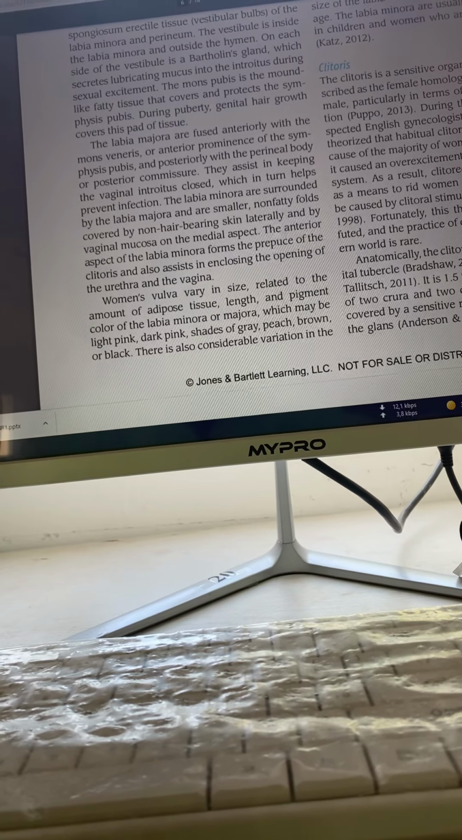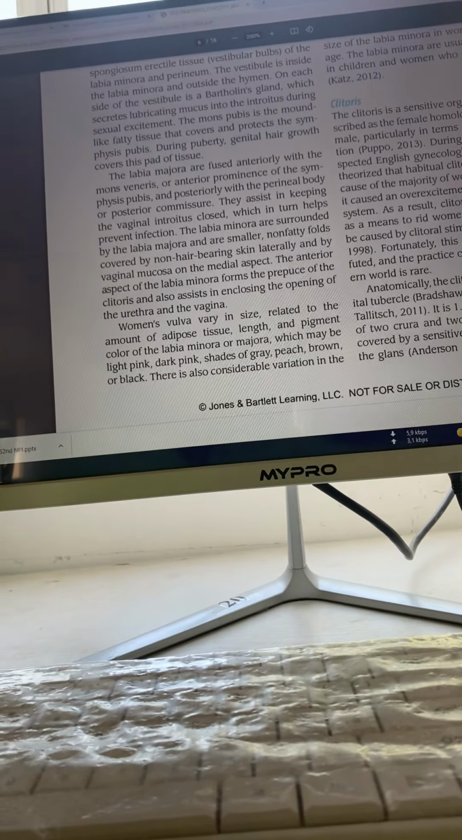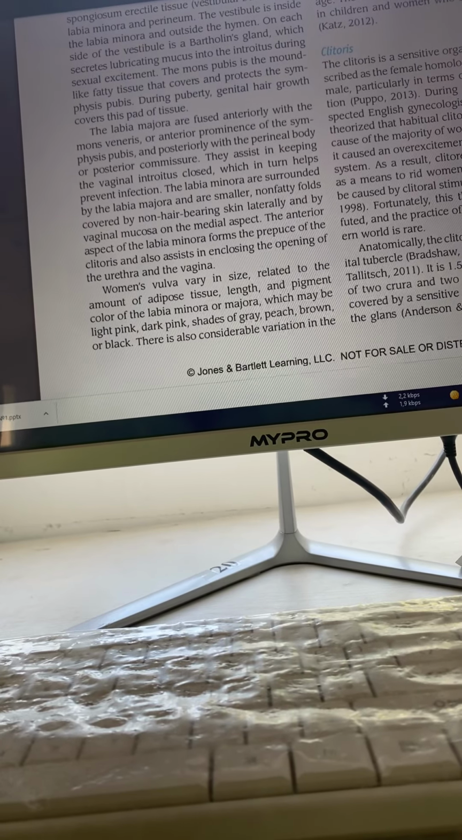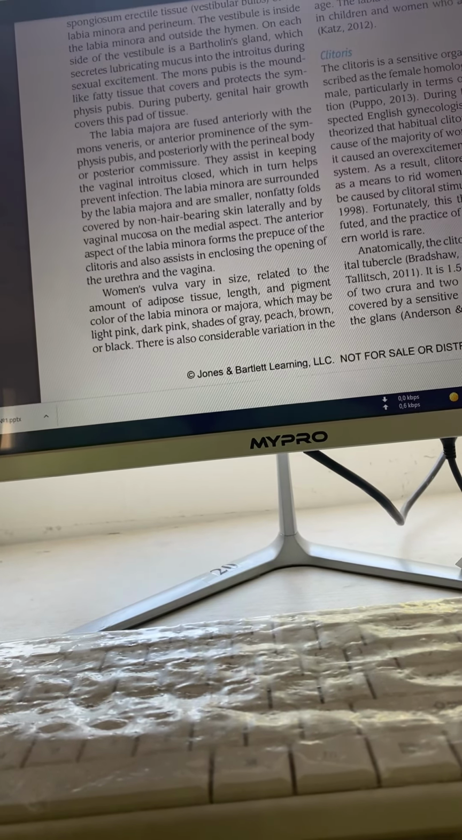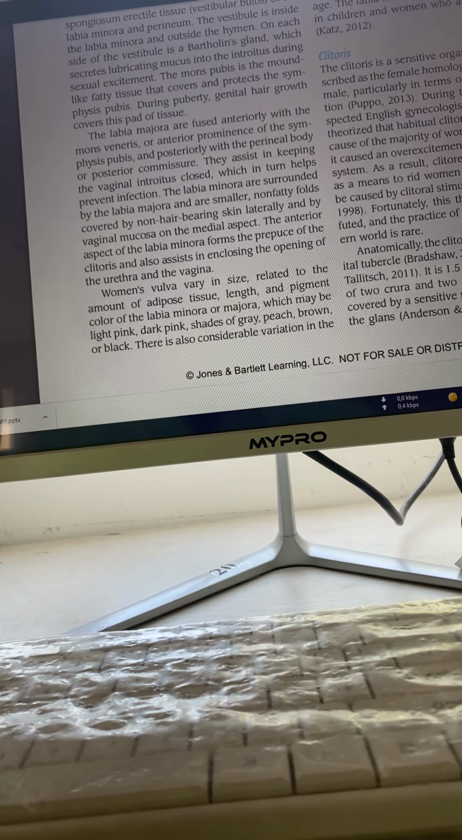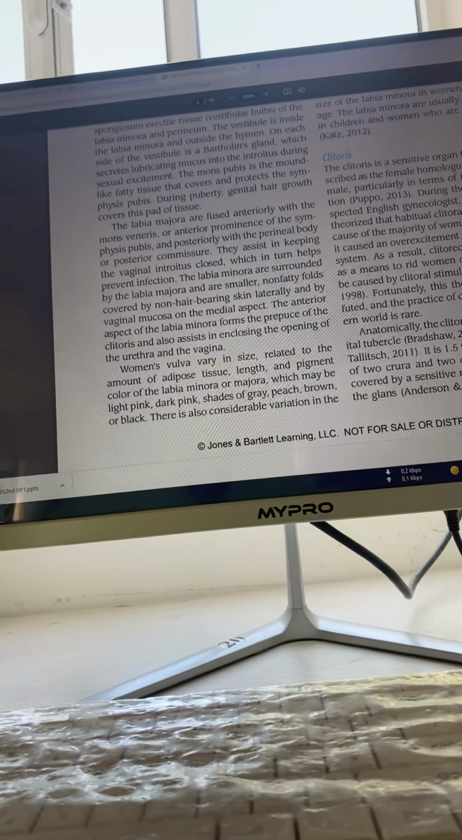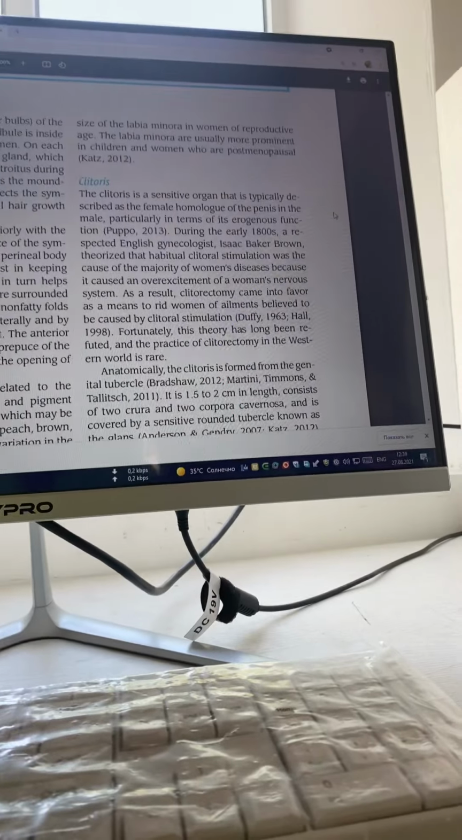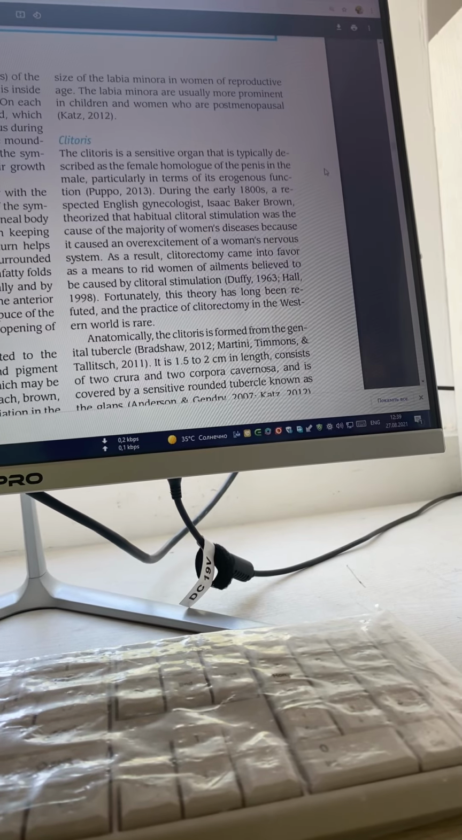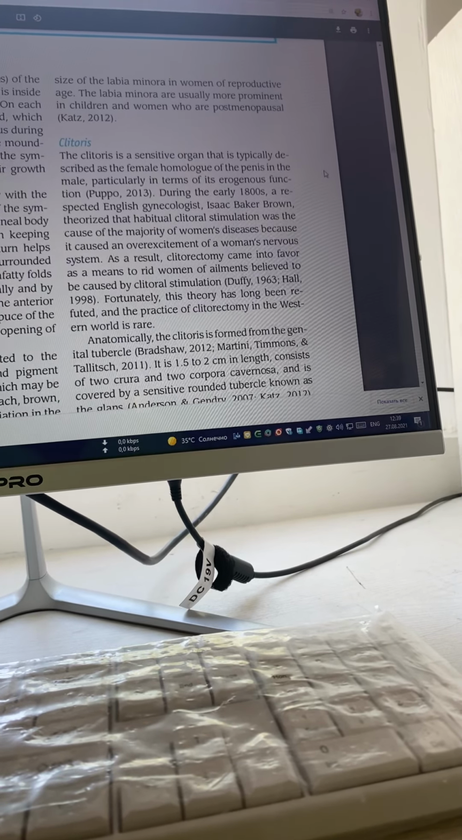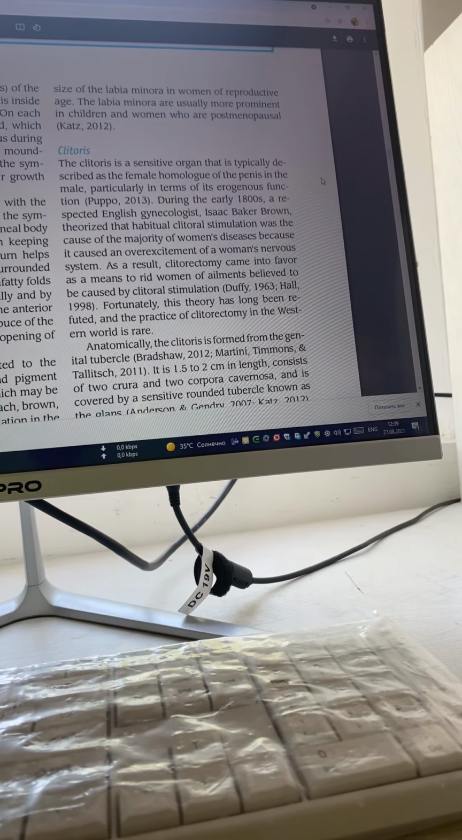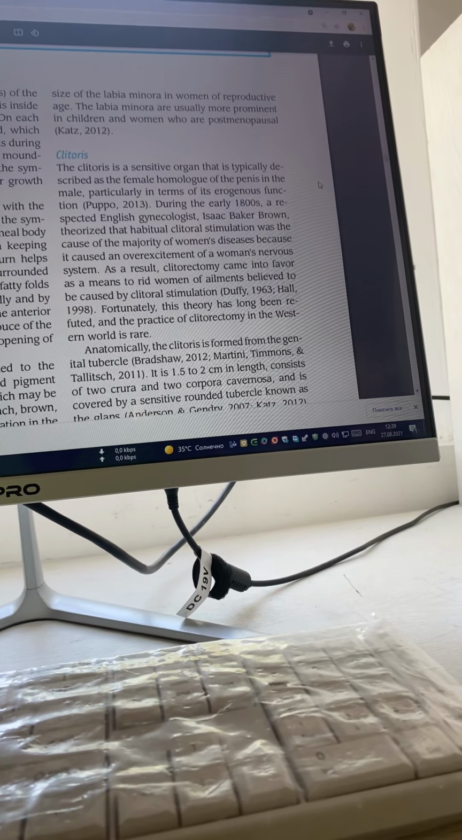Women's vulvas vary in size, related to the amount of adipose tissue, length, and pigment. The color of the labia minora and or majora may be light pink, dark pink, shades of gray, peach, brown, or black. There is also considerable variation in the size of the labia minora in women of reproductive age. The labia minora are usually more prominent in children and in postmenopausal women.